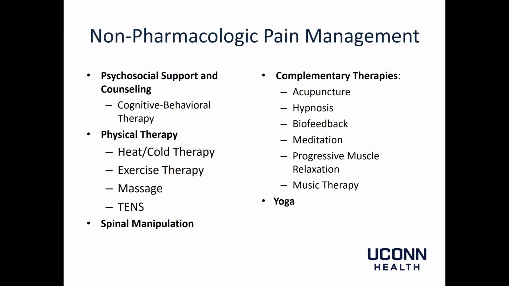There are several types of massage that I'll talk about, and then TENS units, which can stimulate the nerve at a peripheral, superficial level and override the sensation of pain to the brain. Spinal manipulation has existed for a long time, and I'm going to talk about some osteopathic techniques. And then there are a host of complementary therapies. Acupuncture probably has the most data behind it, but then there's hypnosis, biofeedback, meditation, music therapy, and yoga.